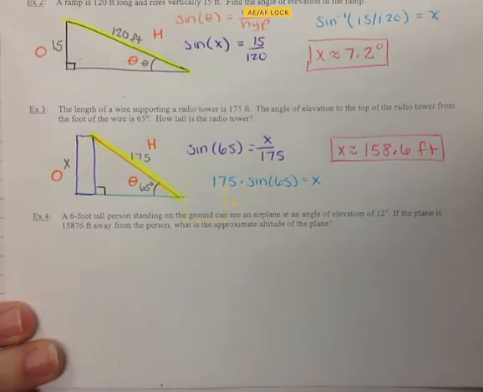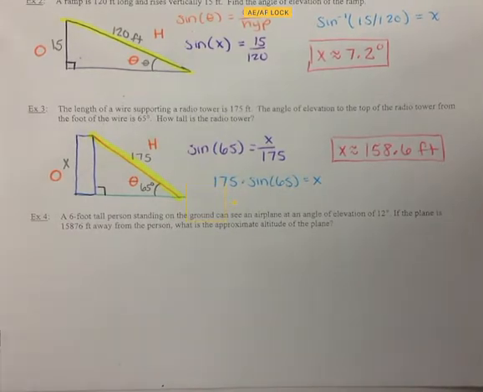Example 4 says a 6-foot tall person standing on the ground can see an airplane at an angle of elevation of 12 degrees. If the plane is 15,876 feet away from the person, what is the approximate altitude of the plane?